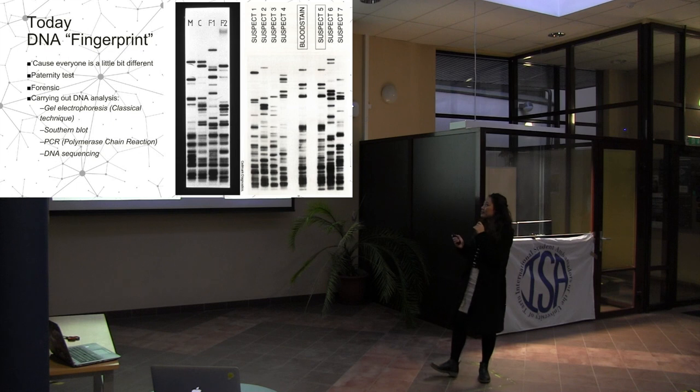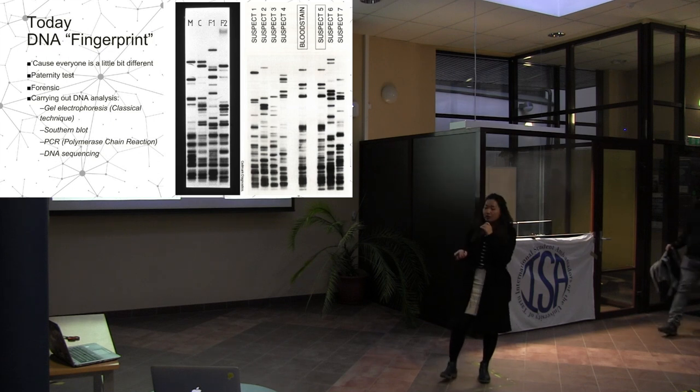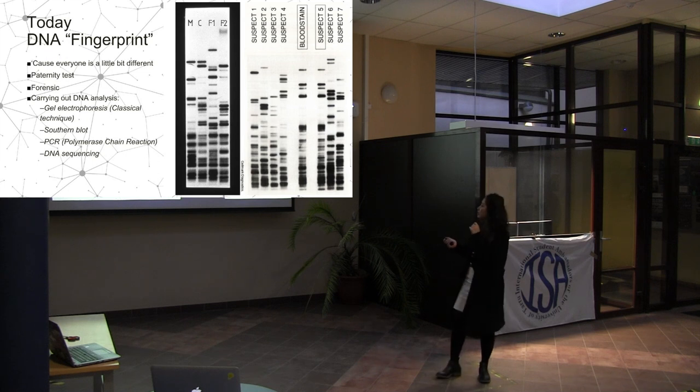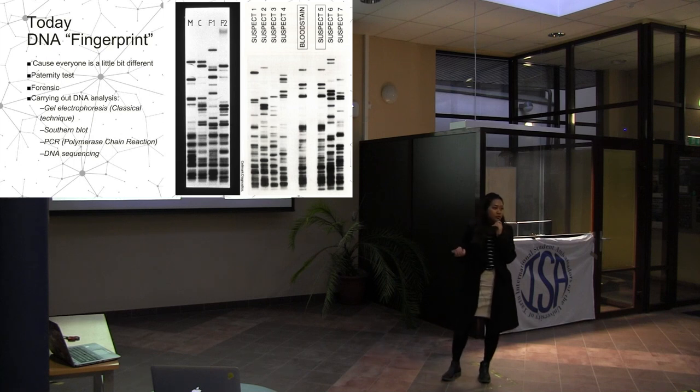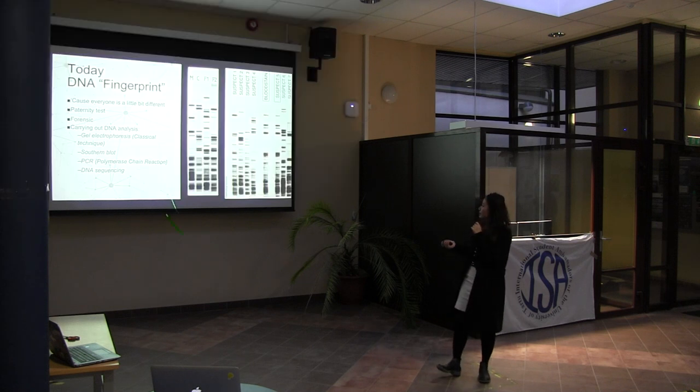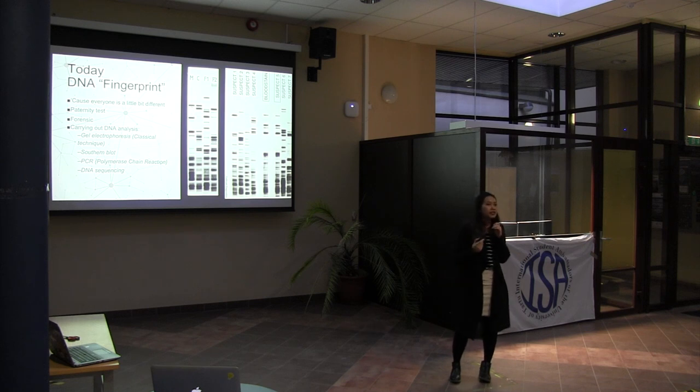Easy. Okay, the next application is forensics. Suppose you have a murder case and there's a blood stain there. We can also do a DNA fingerprint. For example, we have this blood stain in the criminal case and we have seven suspects, we just match and we know who's guilty. And that was a very classical method, and today we can carry out DNA analysis, or we can call it genotyping. And there are so many techniques already available.